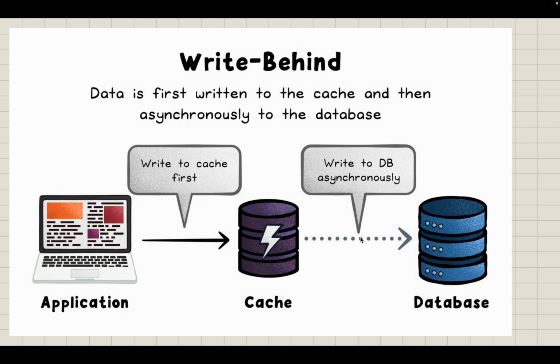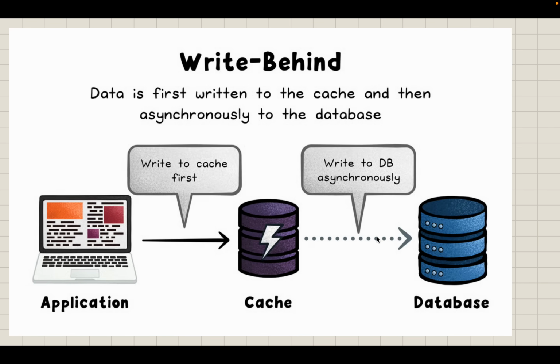Okay, so next is write behind. This is similar to write through, but there is one difference. The write to the database will happen asynchronously. First it will write to the cache, then after some time, asynchronously, it will update the database. This is a good method for those applications where synchronization is not needed.